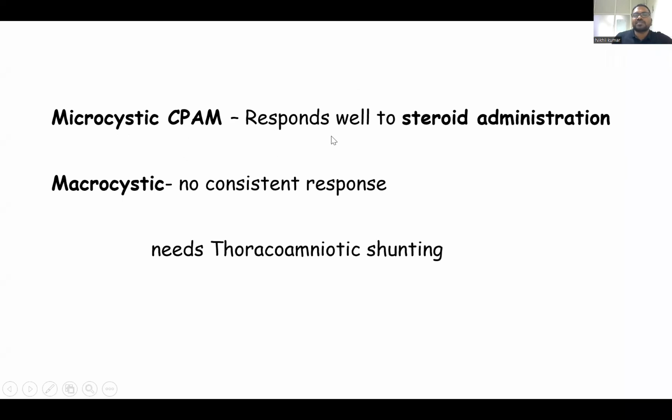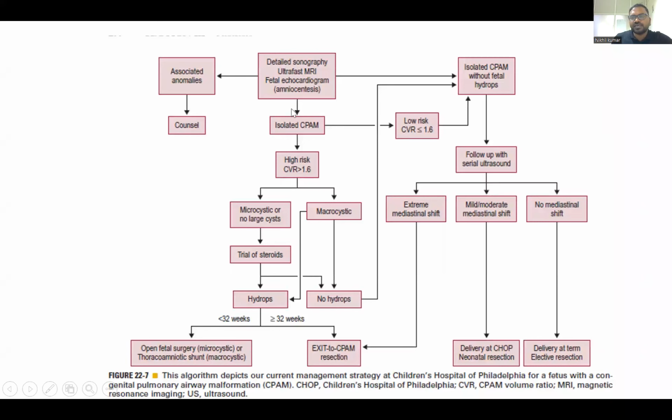So microcystic CPAM will respond to steroid administration, and macrocystic has no consistent response and needs thoracoamniotic stenting. This is the pictorial prenatal management of the CPAM. Here we can see if there are any associated anomalies with the CPAM, we will counsel the parents because the prognosis is very bad in these cases. And after detailed sonography, MRI and fetal echo, once isolated CPAM is confirmed, and if the high risk is present, that is CPAM volume ratio more than 1.6, then we have to look whether it is microcystic or macrocystic, or no large cyst is there.